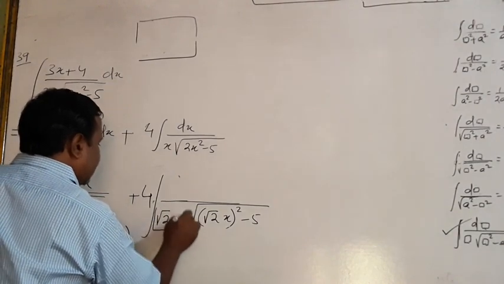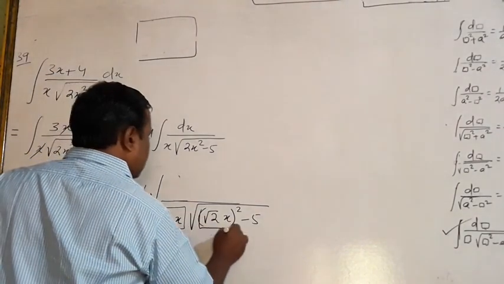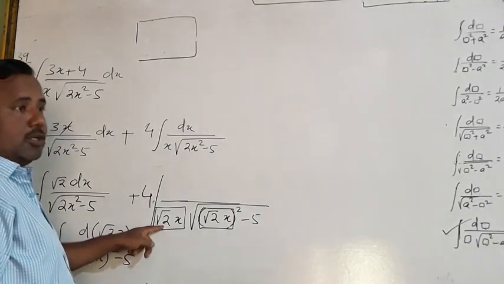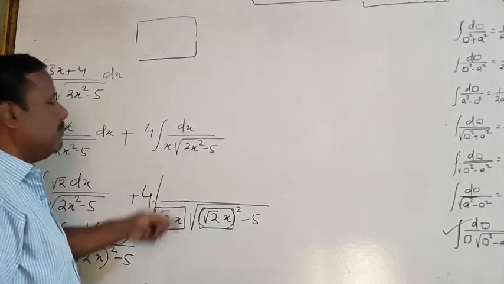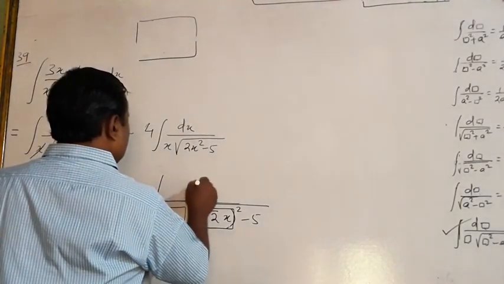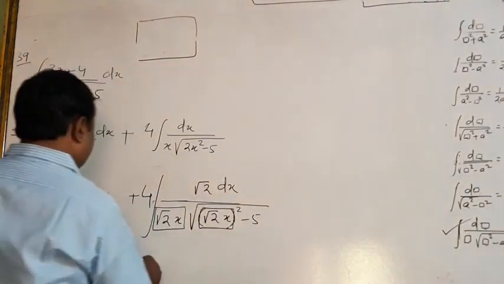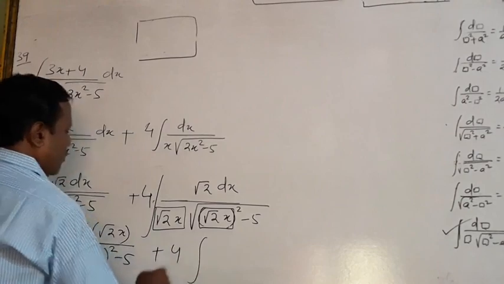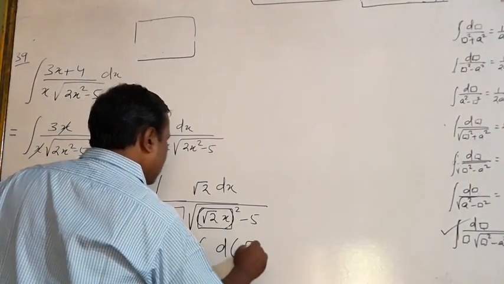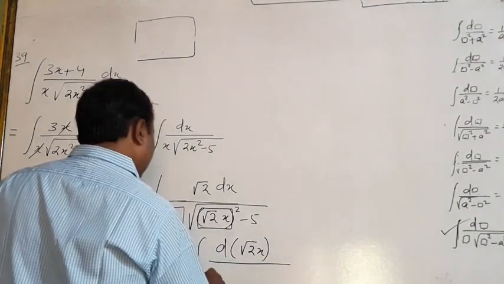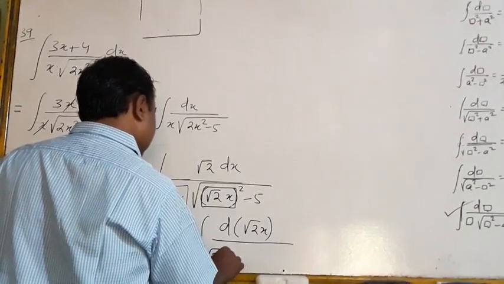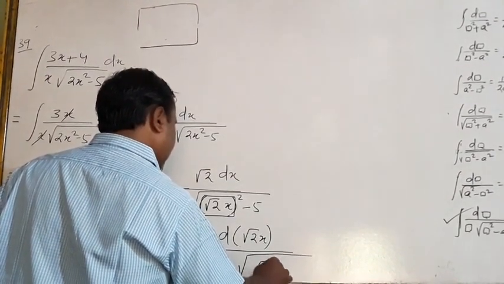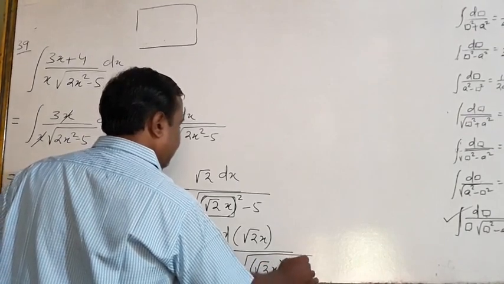Now look here, it is my box. It is box square. Now I am multiplying root 2 in the denominator, so then I have to multiply root 2 dx. And in the next step, what will I do? Plus 4 times the derivative of root 2x, and the denominator is root 2x, and root over of root 2x square minus 5.